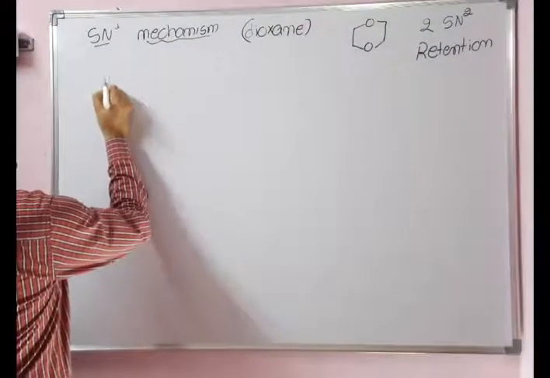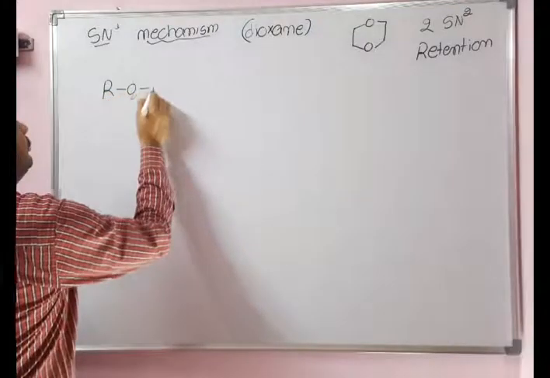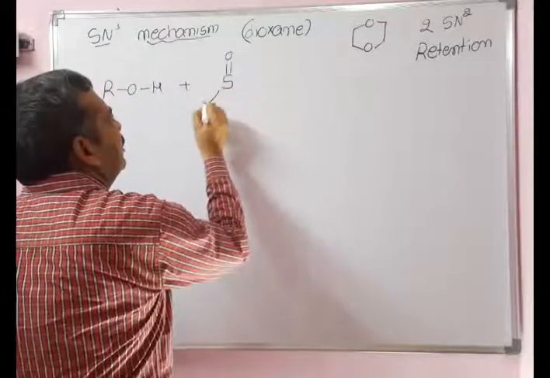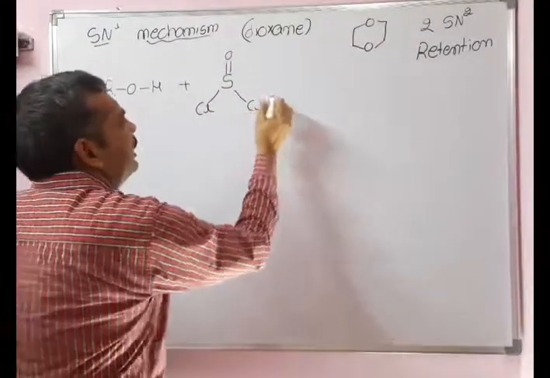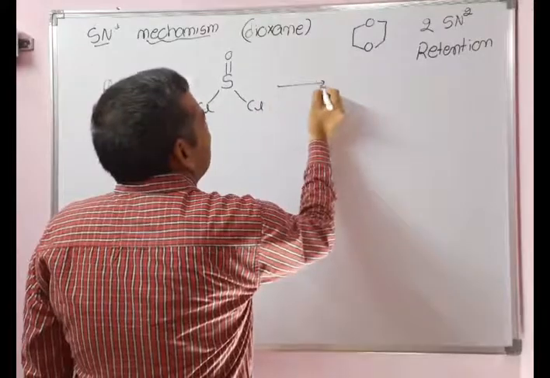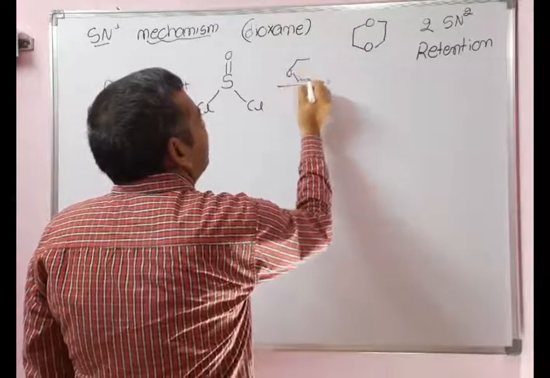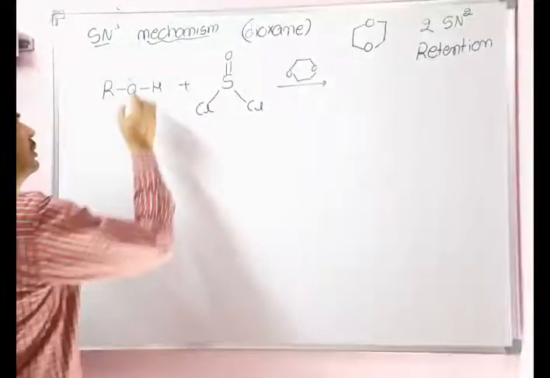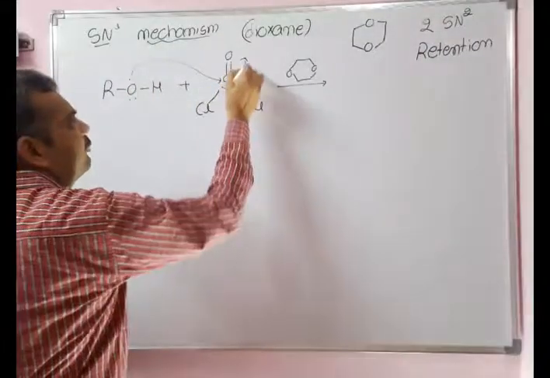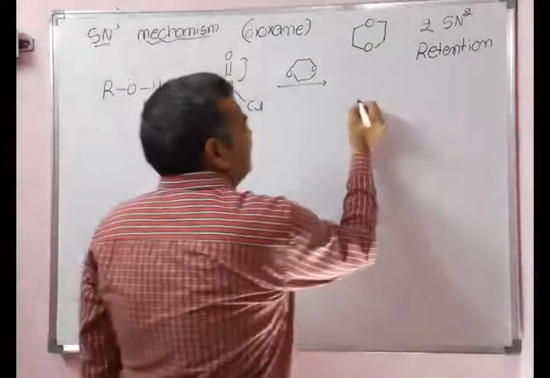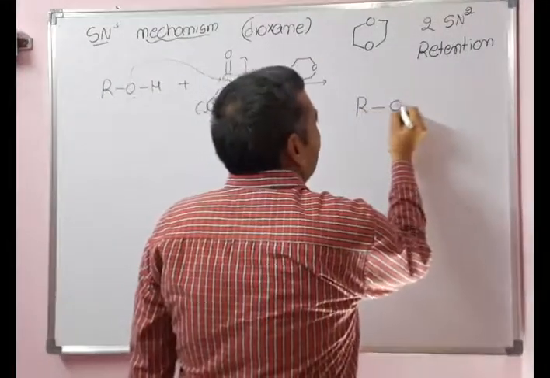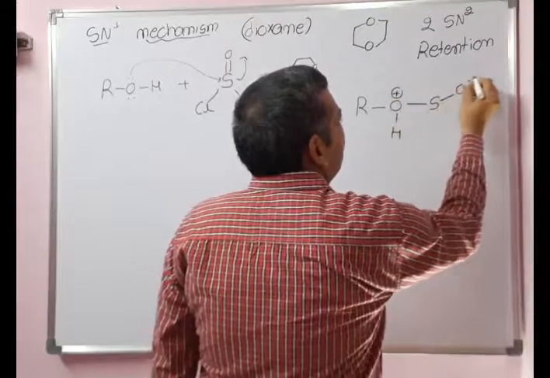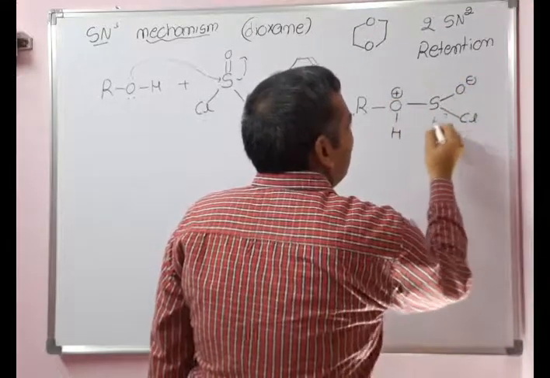Let's see. Alcohol reacts with thionyl chloride in the presence of dioxane solvent. Let's see the first step: the lone pair of electrons on oxygen attacks the sulfur of thionyl chloride. As a result, R, O with positive charge, sulfur, O minus, Cl and Cl.